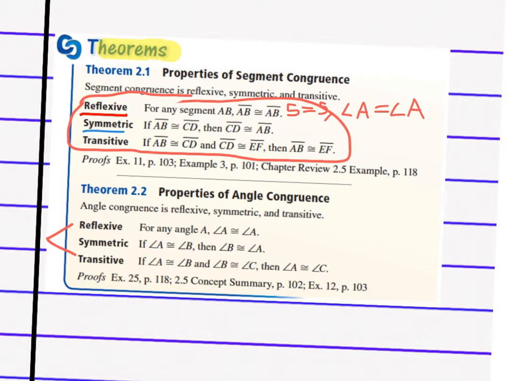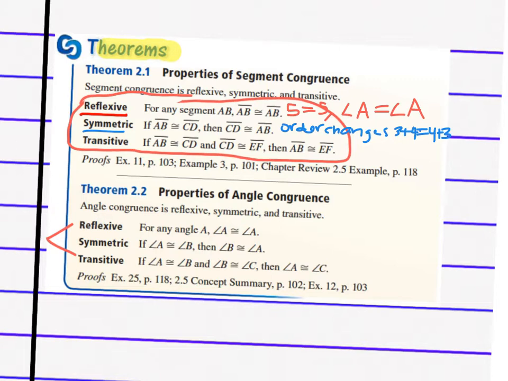Symmetric. Symmetric is basically the order changes. So it's kind of like the commutative property in algebra. So 3 plus 4 is 7, and that is equal to 4 plus 3. Okay, that's what the symmetric property is. You can change the order.